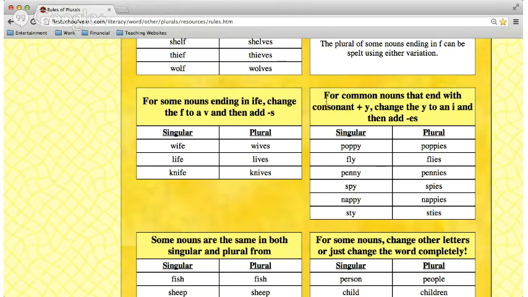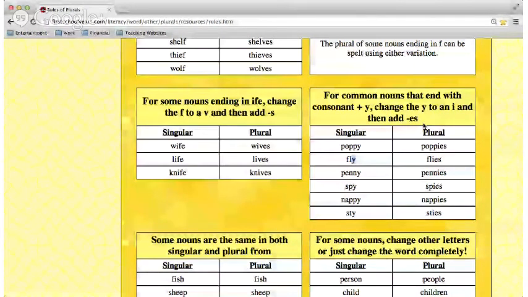All right. Okay. So our next one, for common nouns that end with a consonant plus Y, we change the Y to an I and then add ES. All right. Now, notice, if this word is poppy, that Y makes an E sound, we would use the same E sound here. But if this word is fly, we would follow that same I sound into the plural. That does not change. Amparo, let me have you read through this chart, singular and plural with common nouns ending with a Y.